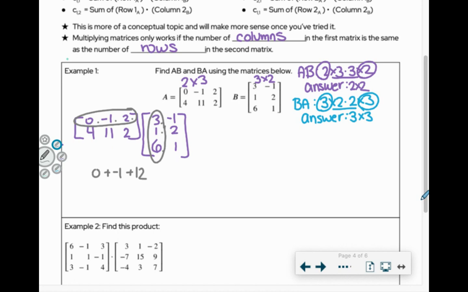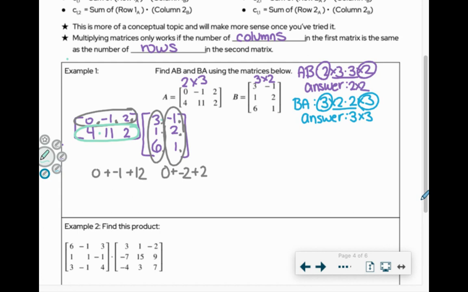Then I have to multiply that same row by the second column. So 0 times negative 1 is 0. Negative 1 times 2 is negative 2. And 2 times 1 is 2. And we're adding together all of these. So see how it's the same idea, but it's a little bit more complicated when you have a lot of things to worry about. Then I'm going to move on to the second row because I'm out of columns.